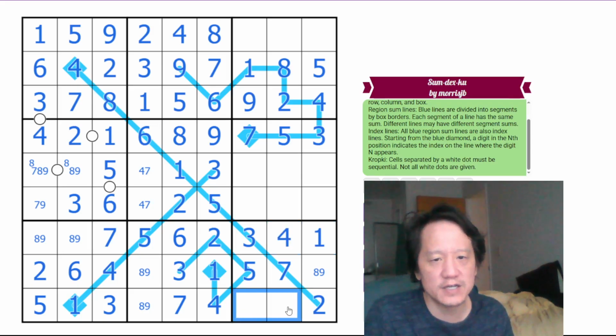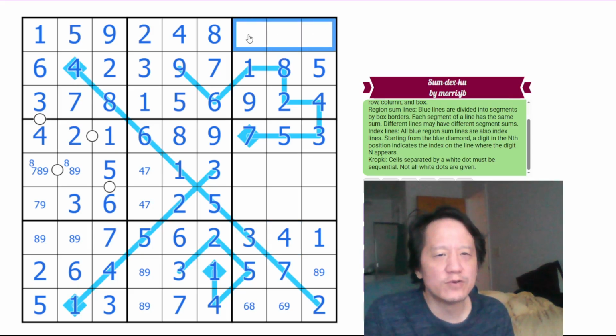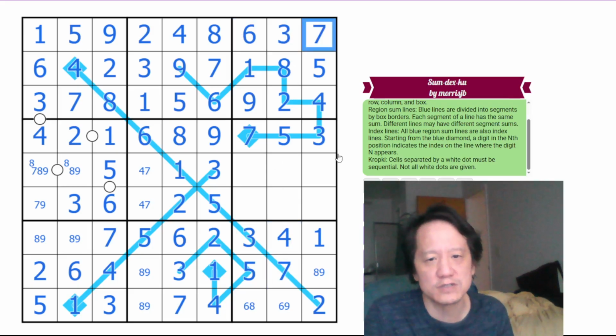We have 6, 8, 9 remaining in the rest of row 9. This can't be 8 because of 8 in the column, can't be 9 because of 9 in the column. We have in row 1, the remaining digits are 3, 6, and 7. This can't be 3 or 7 because of a 3 or 7 in the column, so this is 6. This can't be 6 or 7 because of the respective 6 or 7 in the row or column, so this is 3, which makes this 7.